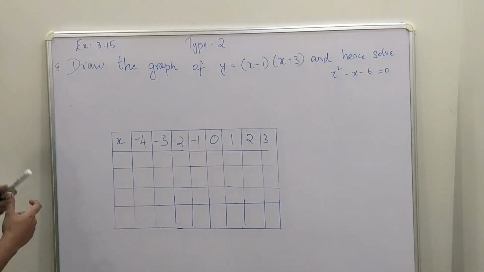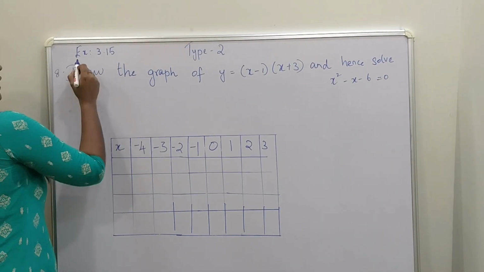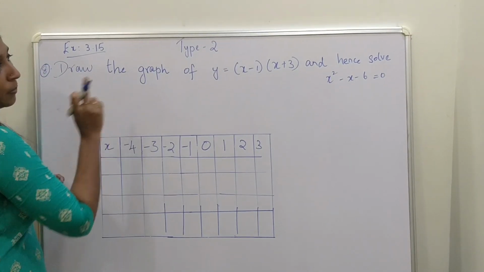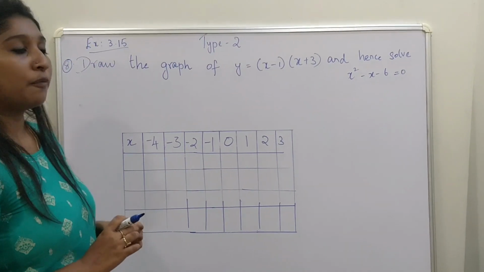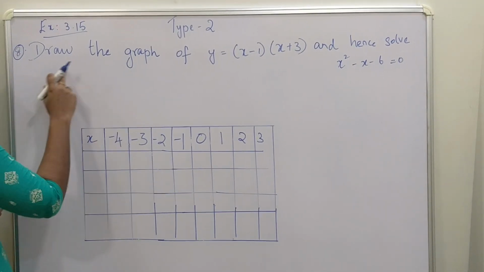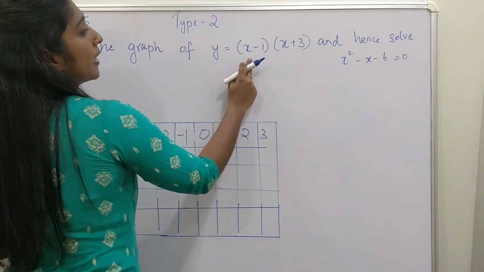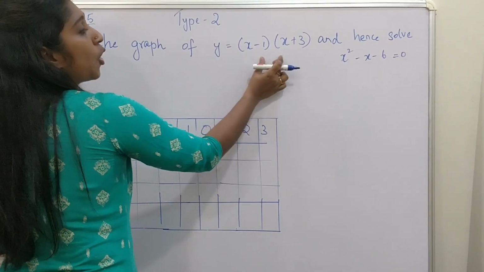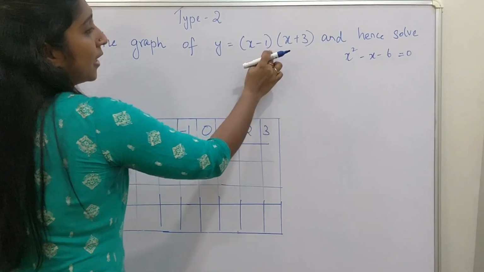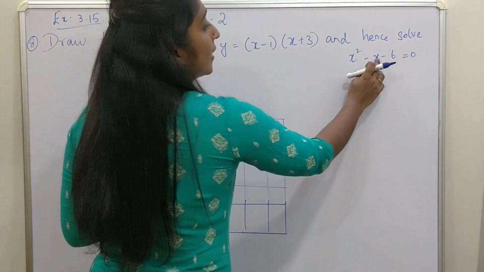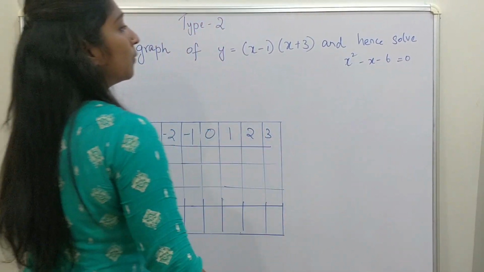I am doing exercise 3.5, the 8th problem. If I work out this problem, all the other problems are going to be easier for you to follow and solve. So this problem states, draw the graph of y is equal to (x minus 1) into (x plus 3). When you are having brackets, you should call it as into (x plus 3), and hence solve x squared minus x minus 6 equal to 0.